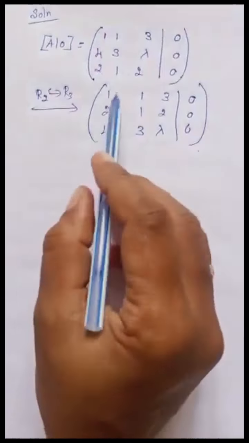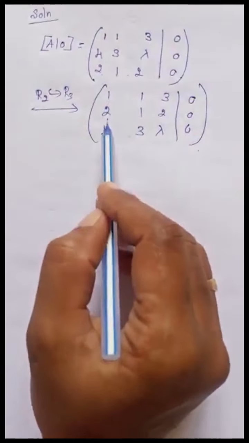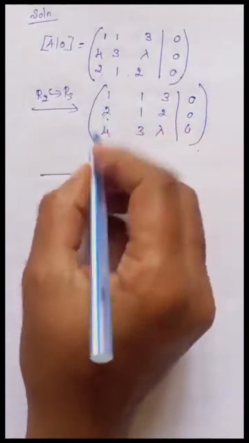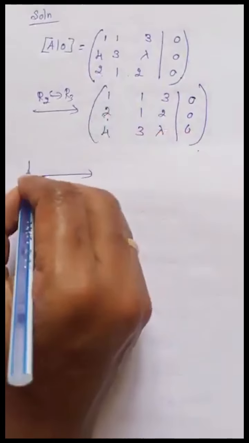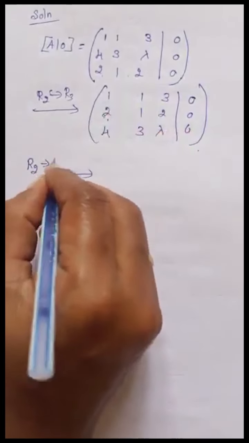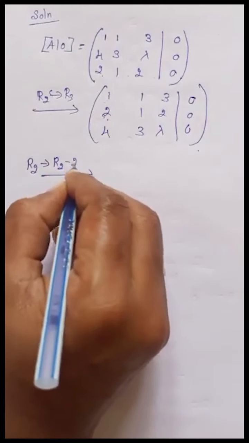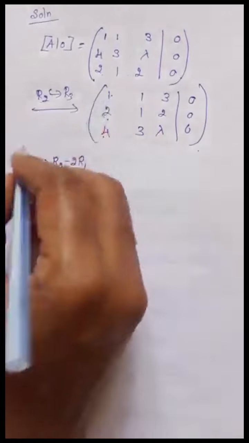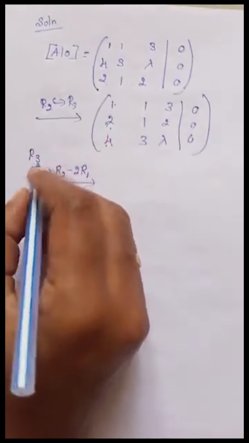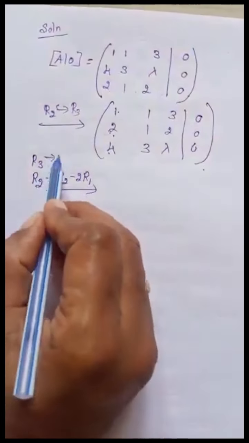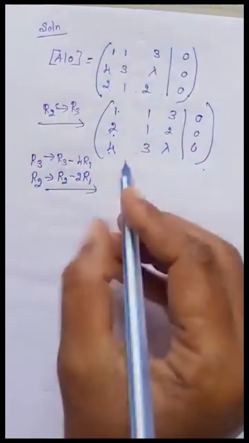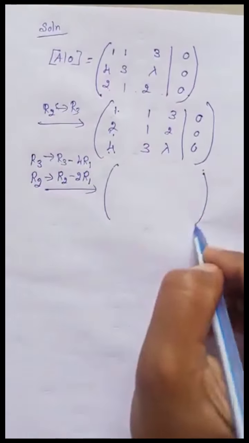Now, as our usual procedure, below this first entry, these two values, we have to make it as 0. There one only is there, isn't it? 2 minus 2 means it will become 0. So, R2 is going to change as R2 minus 2 into R1. And here 4 is there. 4 minus 4 means we will get 0. So, R3 is going to change as R3 minus 4 into R1. So, shall we do it?